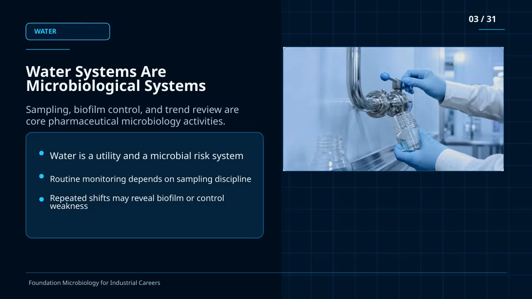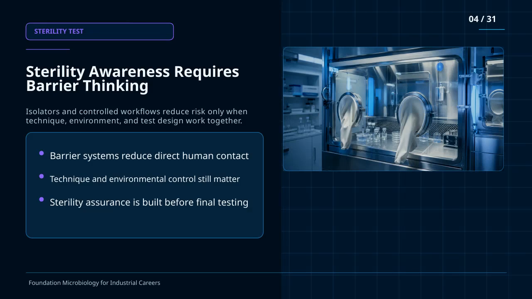Water systems are microbiological systems, not only chemical utilities. Effective sampling, biofilm control, and trend review are essential for maintaining pharmaceutical water quality. Sterility awareness requires barrier thinking and disciplined workflows. Isolators, controlled environments, and trained technique work together to reduce contamination risk during critical activities.